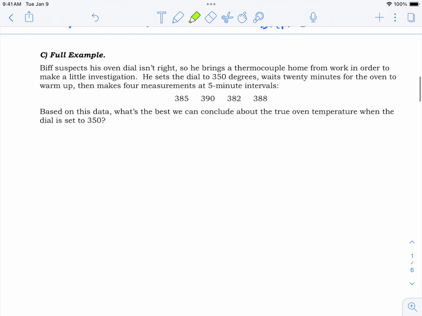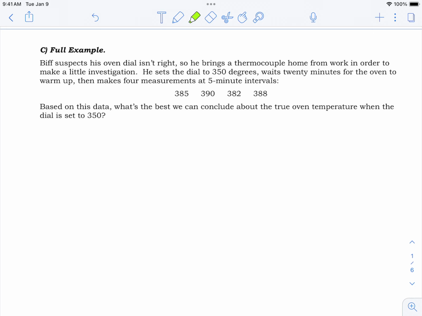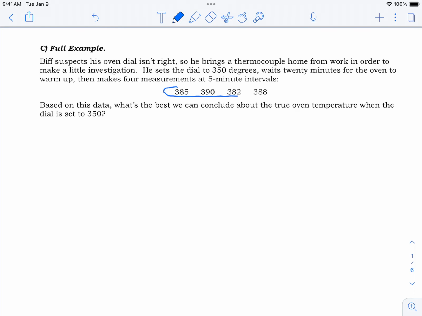Okay, well, this is our nice big example, the full example. We're going to start from the very beginning. We're going to pretend this is really the real world. You can read the problem, but what we've got here is 4 temperatures that we've measured in an oven when we set the knob somewhere. Based on this data, what's the best we can conclude about the true temperature?